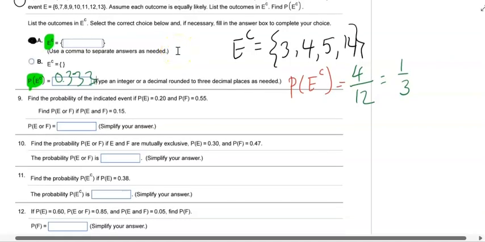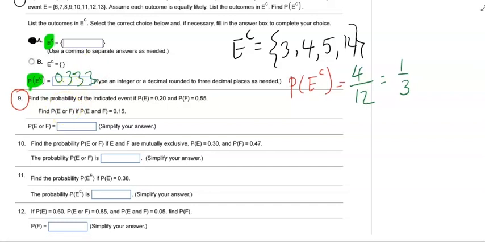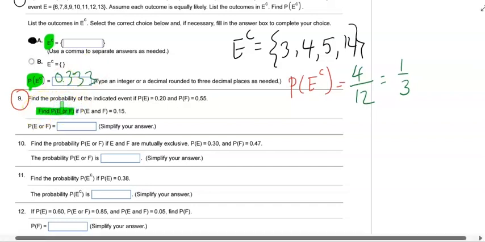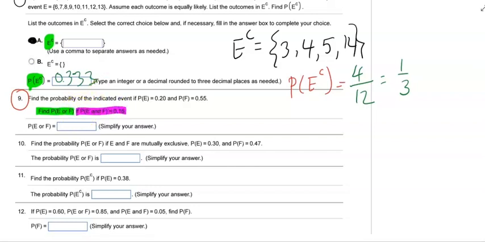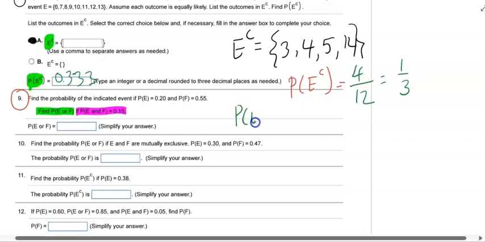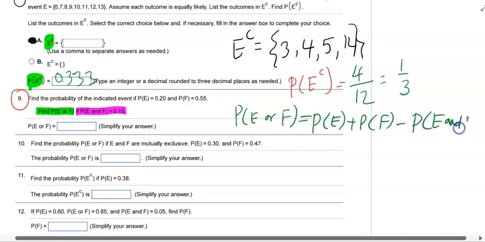Question number 9. Find the probability of the indicated event if probability of E equals 0.20, probability of F equals 0.55. Find probability of E or F. If probability of E and F is 0.15, pretty much using this formula, probability of E or F equals probability of E plus probability of F minus probability of E and F.